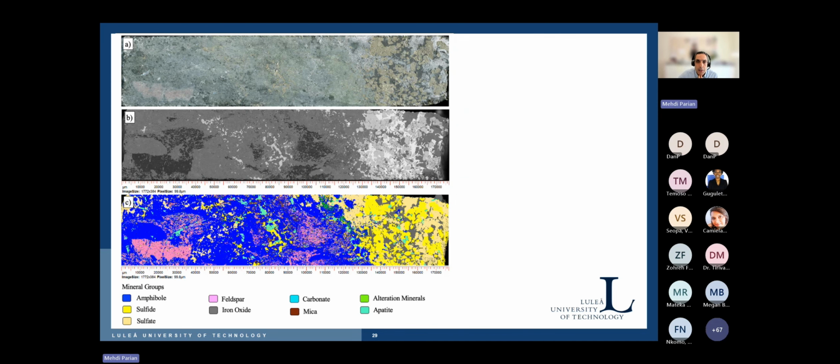So we have started by generating X-ray intensity maps that we see in the middle, as well as mineral maps from the elemental data. In the sample, we have a distinctive region rich in sulfides, which we see here with the yellow color. And then we have the region with a large amount of amphibole and feldspar on the left.